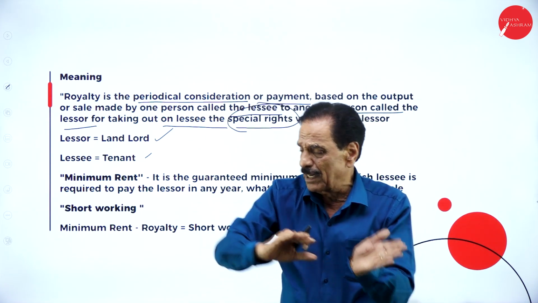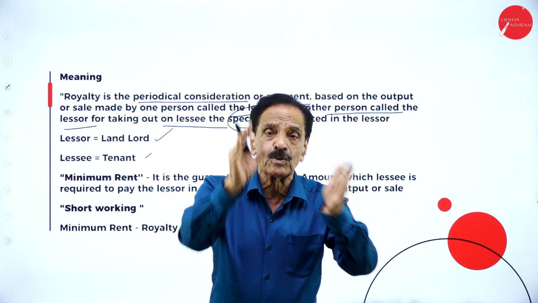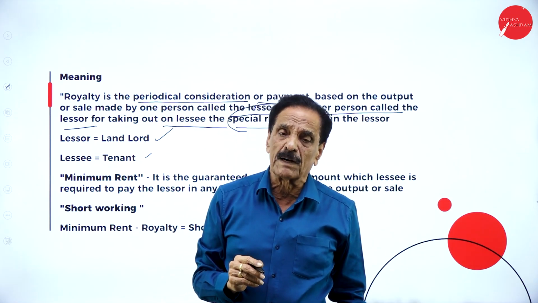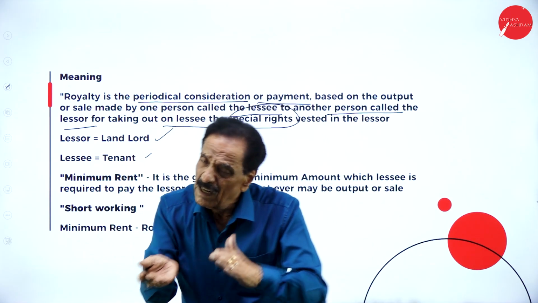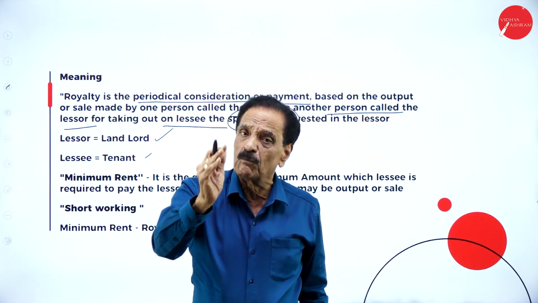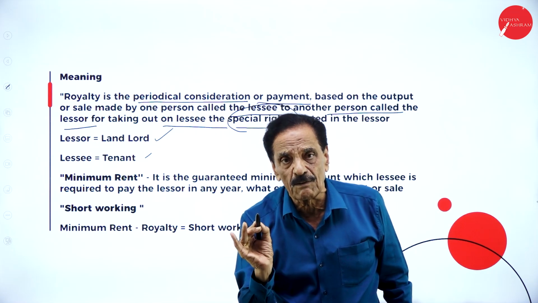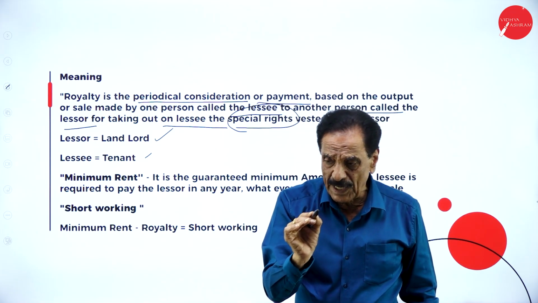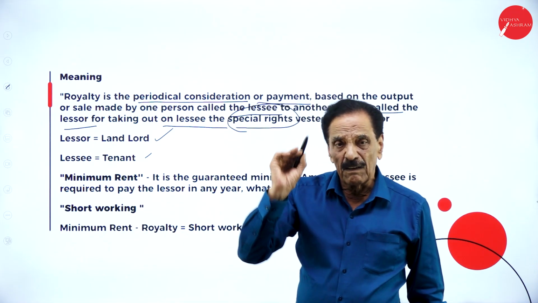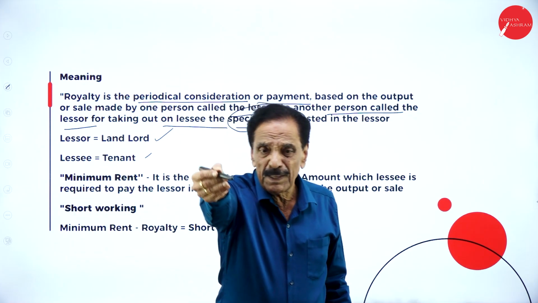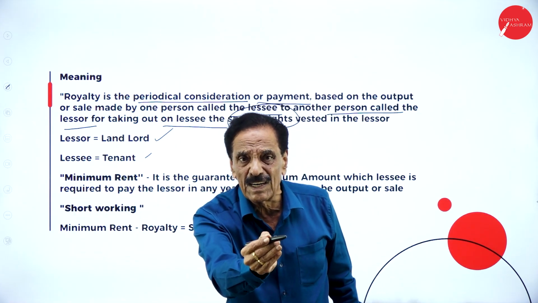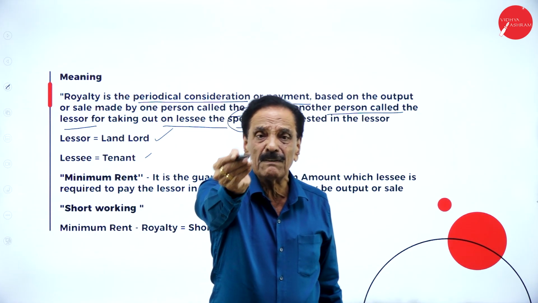Either the minimum rent or the royalty, whichever is more, should be paid to the lessor. This is important. Either the royalty or the minimum rent, whichever is more, should be payable to whom? The lessor. So the lessor is always safe. If the royalty is less, pay the minimum rent. If the royalty is more, pay the royalty.